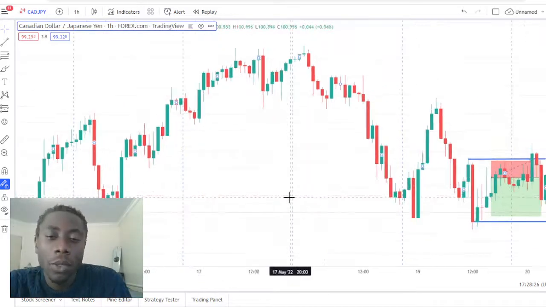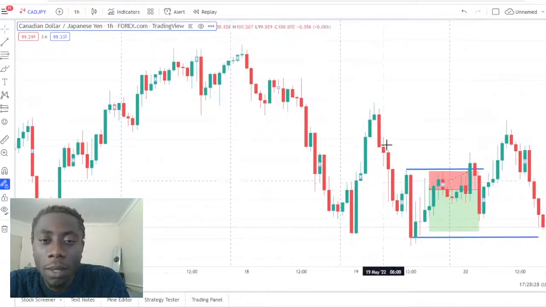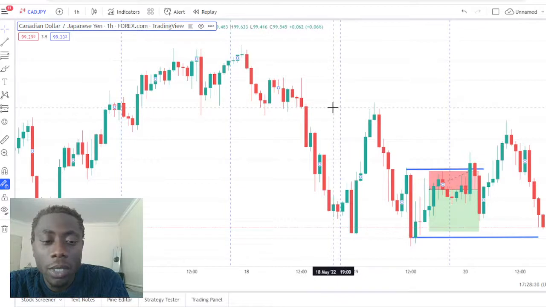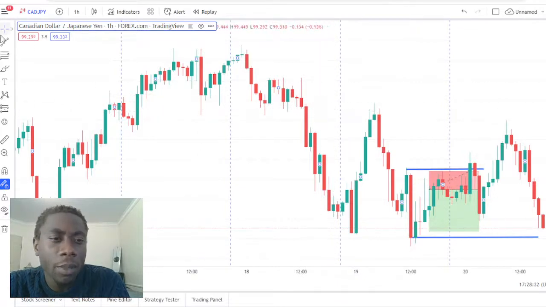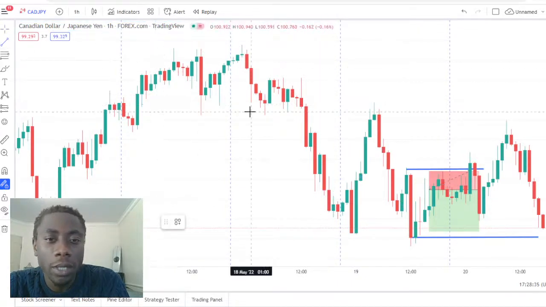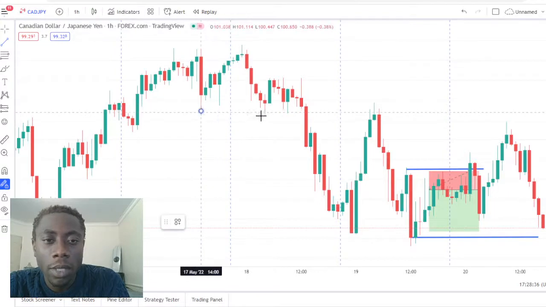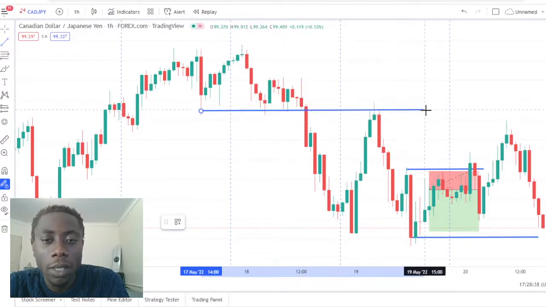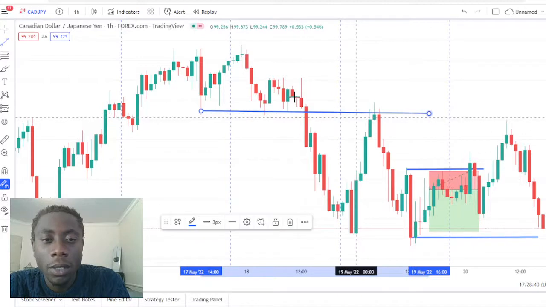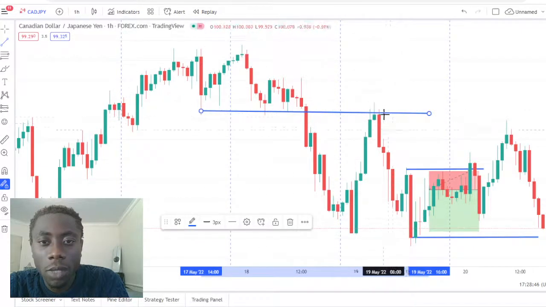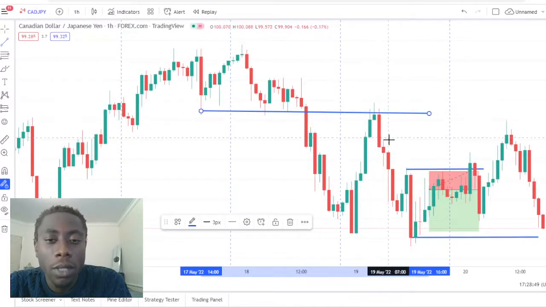And then ultimately, price came back up to retest this area right here. I'm going to go ahead and put a little line so you guys can also see that price did in fact come back up to retrace back into this area, offering a successful trade opportunity from this level. But I was not present during that time.